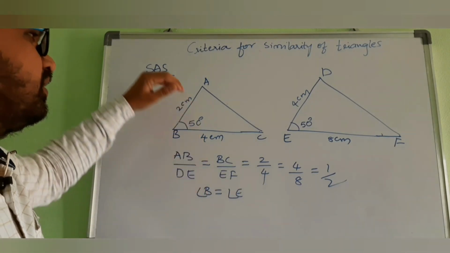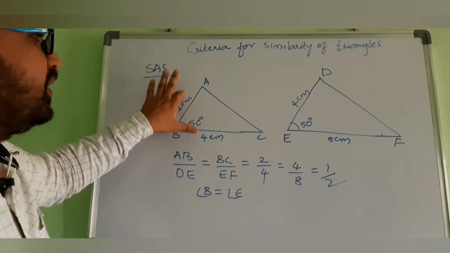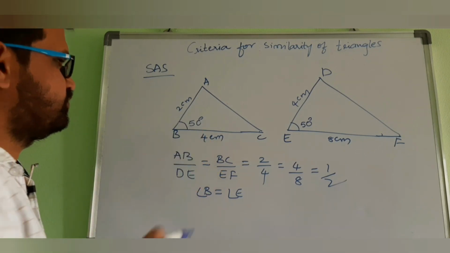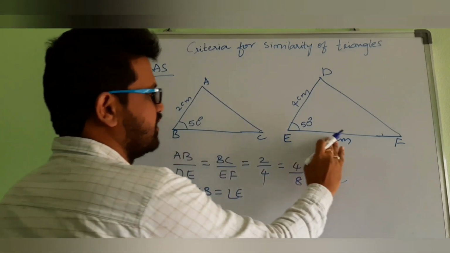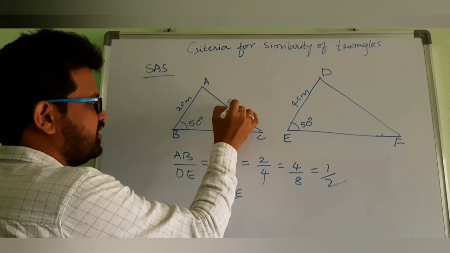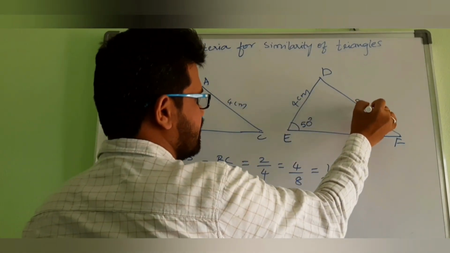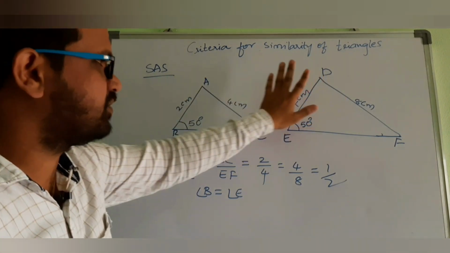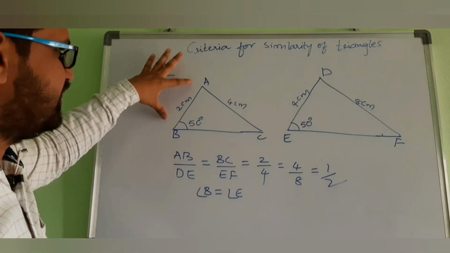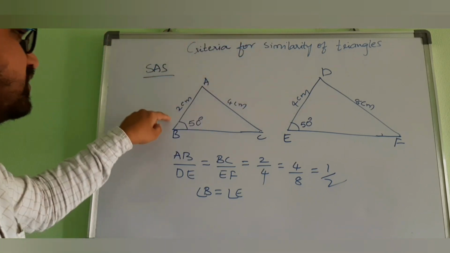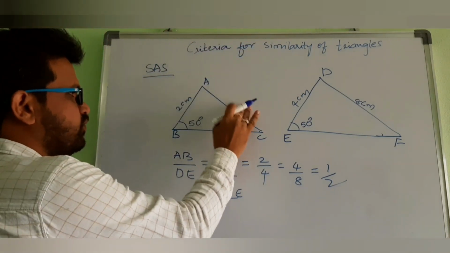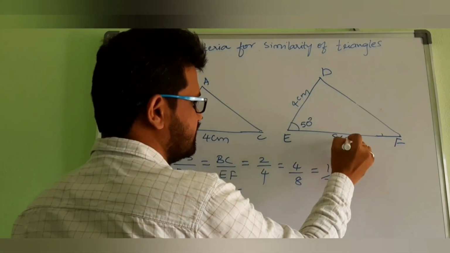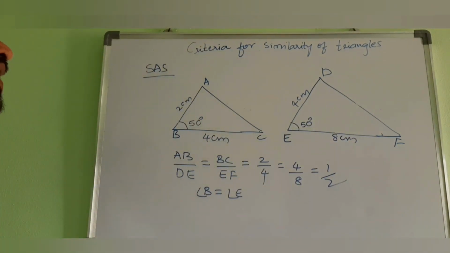Here keep in mind that those sides must be included sides. Suppose the sides given are not the ones including the angle, and we take 4 and 8 there. Are they similar? No, these triangles are not similar. Why? Because the corresponding sides must be including sides. So if I take 4 centimeters here and 8 centimeters here, then only those two triangles are similar.